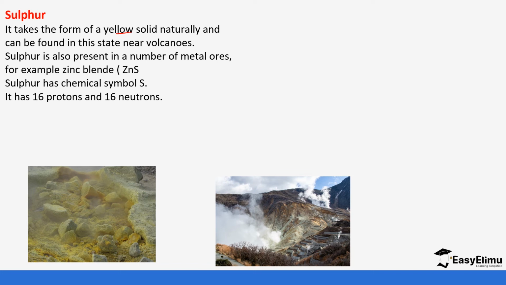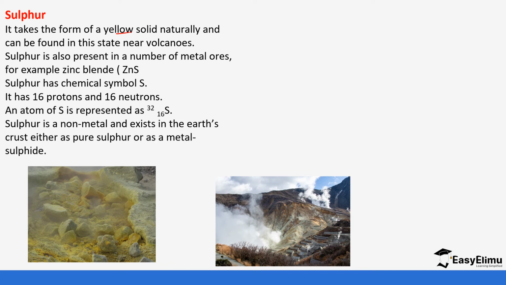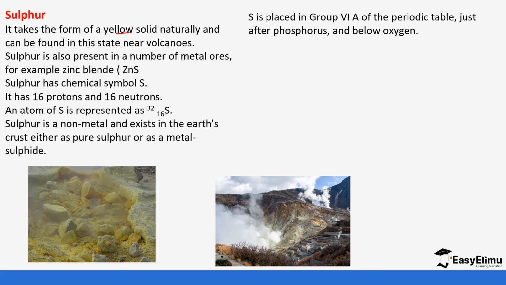It has 16 protons and 16 neutrons, so it is atomic number 16. And it has a mass number of 32 and atomic number of 16. It's a nonmetal and exists on the earth crust either as pure sulfur or a metal sulfide. And the most common one is zinc blende or zinc sulfide. It's placed in group 6 of the periodic table just after phosphorus and below oxygen.